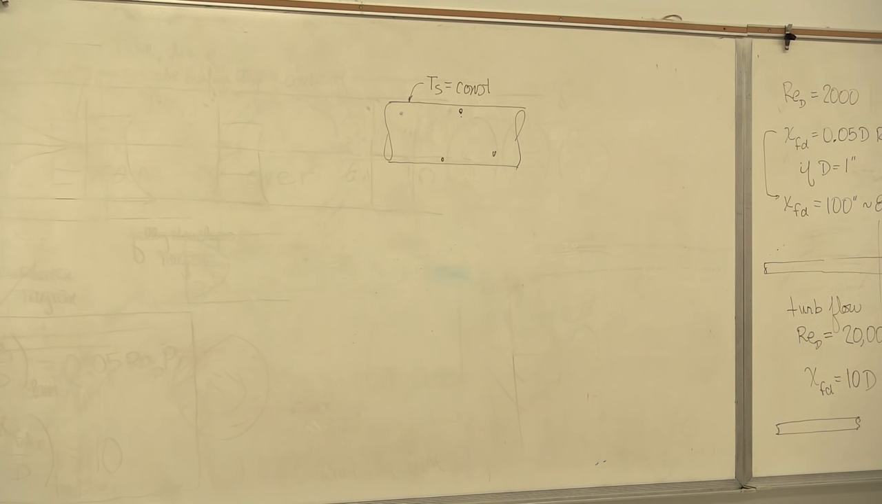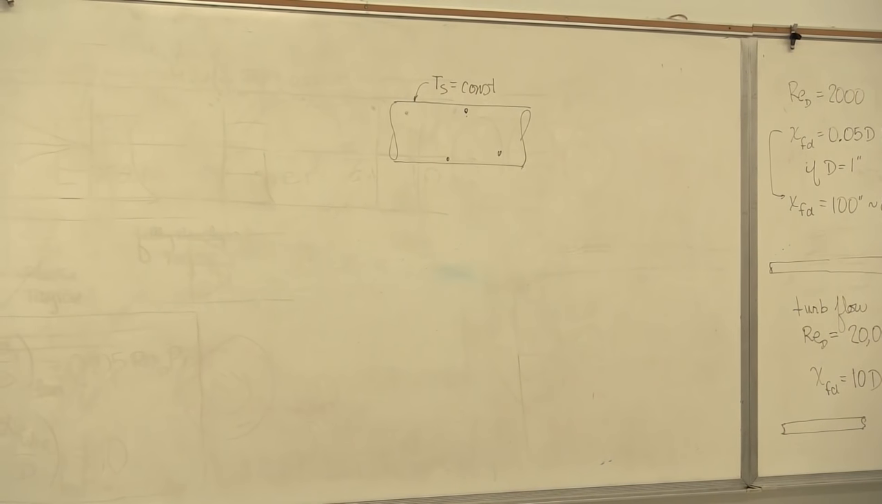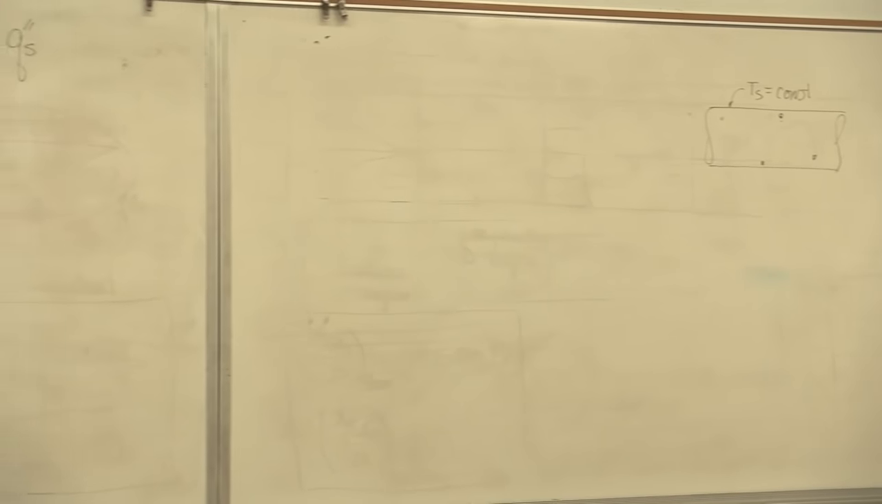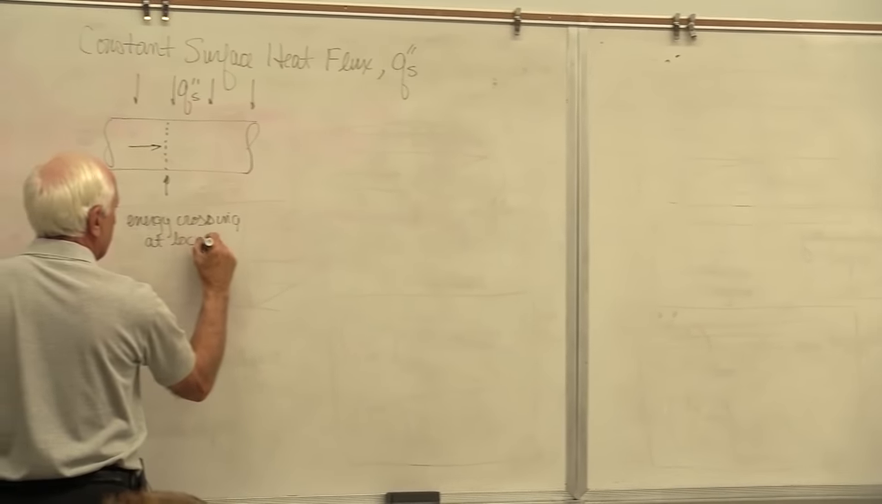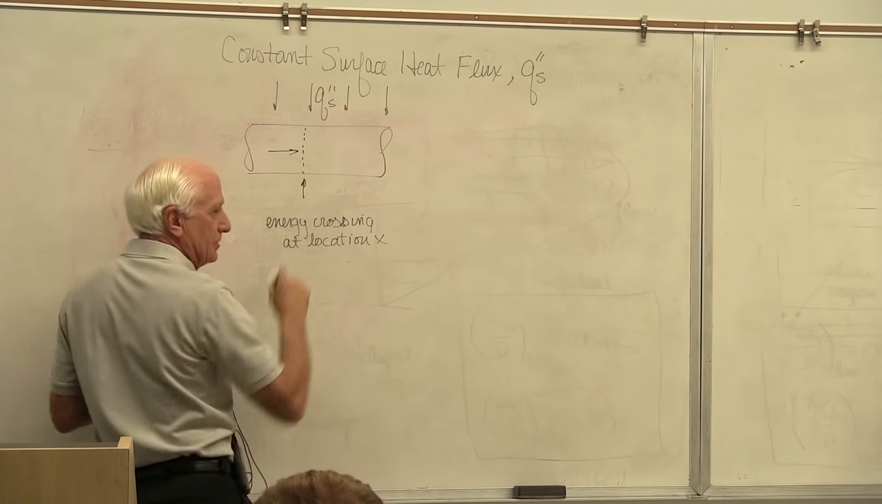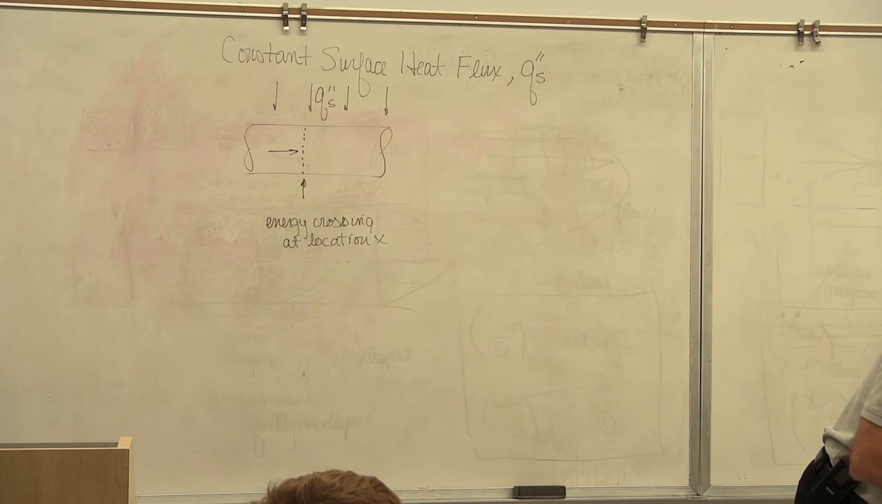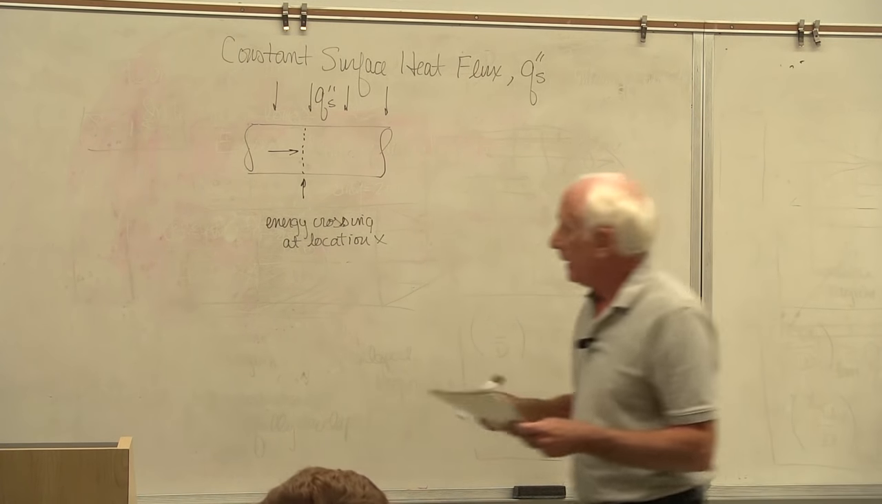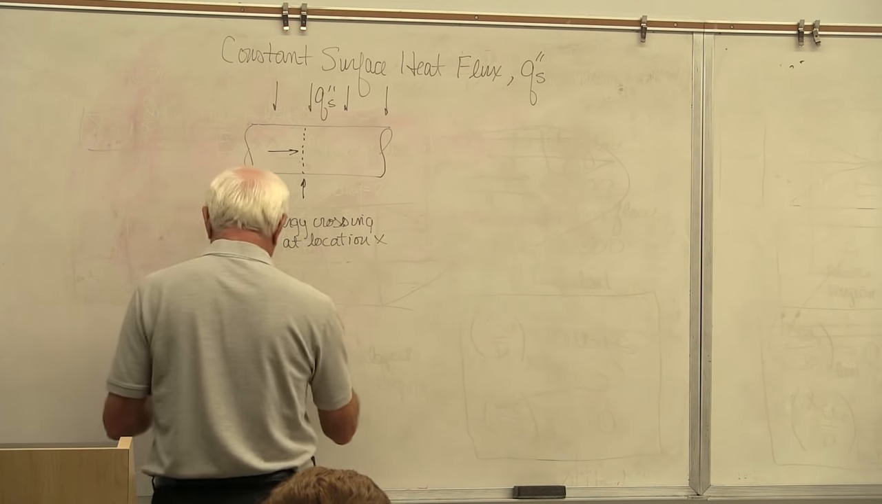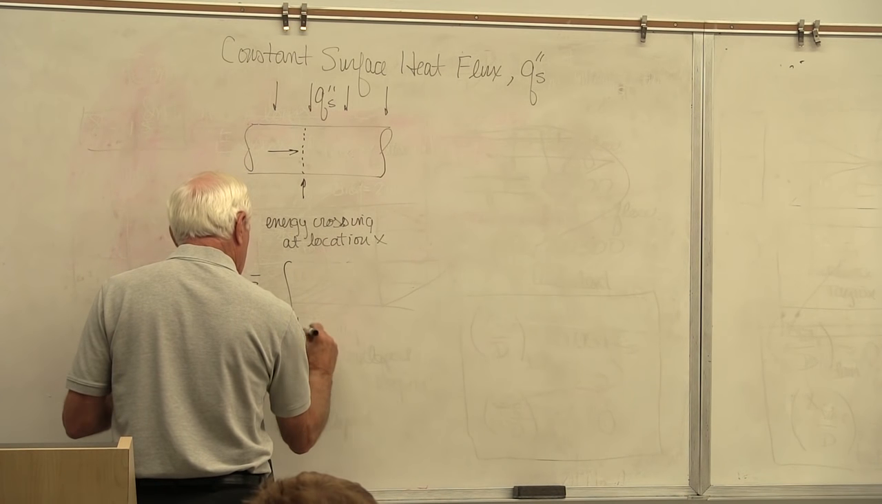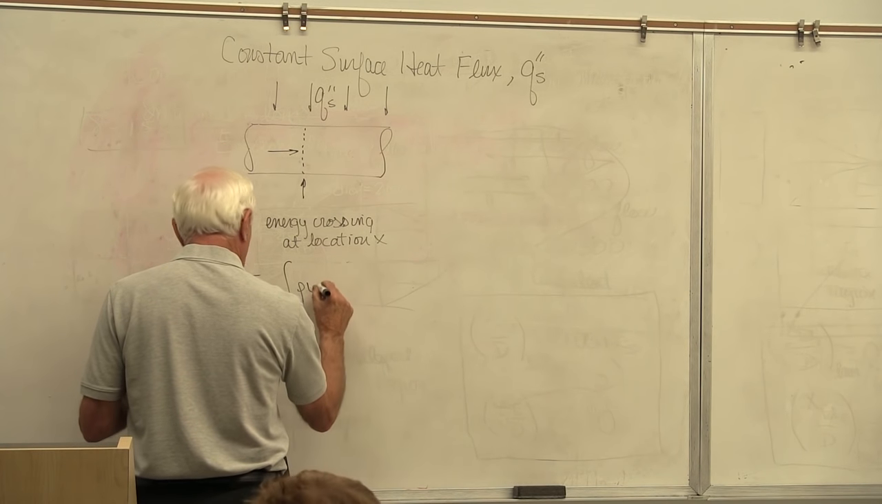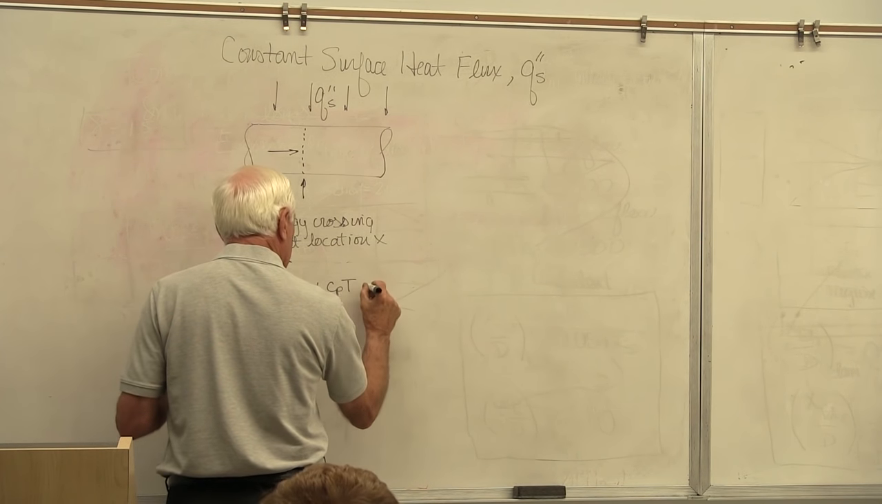We want to ask the question first, how much energy crosses that line? So at location x, how much energy crosses that line? Okay, so to do that, we're going to go back to thermal, and that's equal to the integral over the cross-sectional area of the tube, rho u c_p T dA.